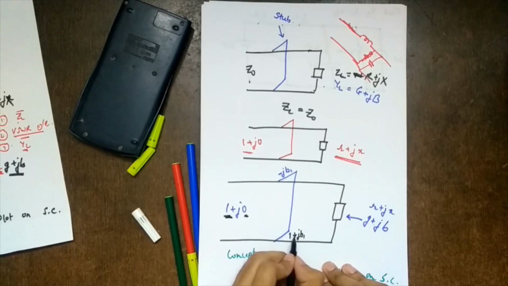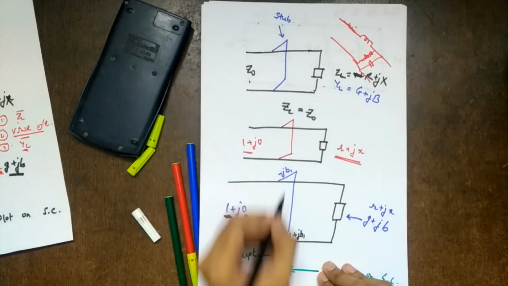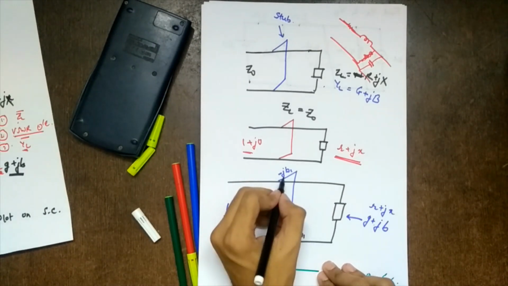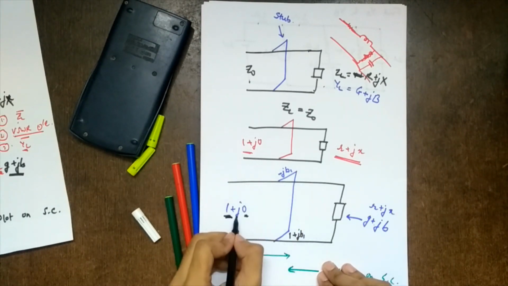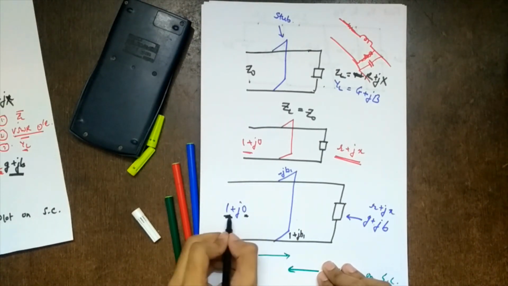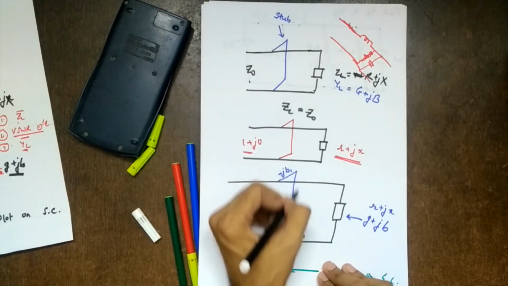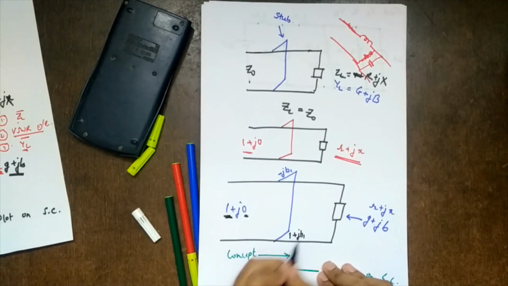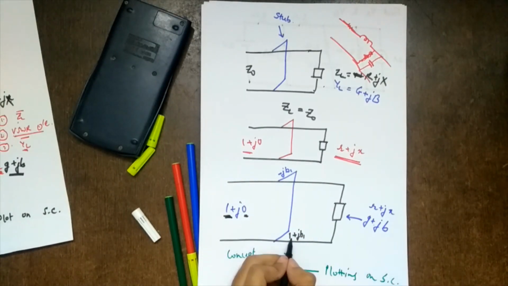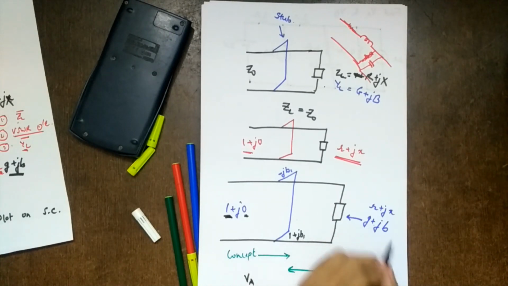Why? Because you take the addition of this 1 plus jB1 minus jB1. What will you get? 1 plus j0. That is what I want. So 1 plus j0, I am adding a stub of minus jB1. So here I will get what? 1 plus jB1. So 1 plus jB1, what do we have to do? We have to make it G plus jB.